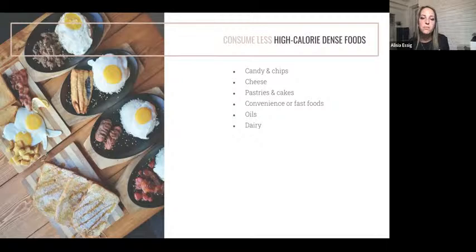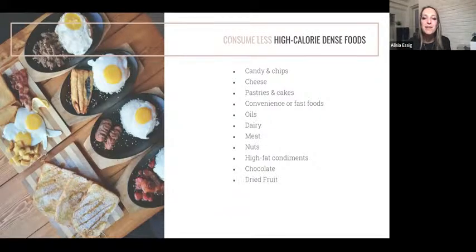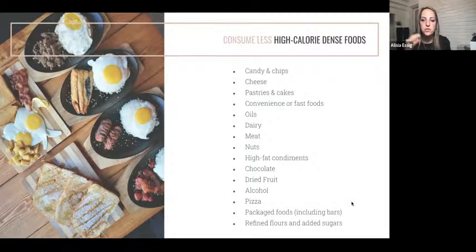So oils, try to minimize those oils. Try to minimize your dairy. Try to minimize your meat intake. And even try to minimize how many nuts you're eating, because that can prevent you from losing the weight that you want, or other high fat condiments, even if they're vegan. Minimize the amount of chocolate. I love chocolate. I hear you. Minimize dried fruit, because when you're eating too much, dried fruit is actually very high calorie food. And minimize the amount of alcohol and pizza or other packaged foods, including bars.